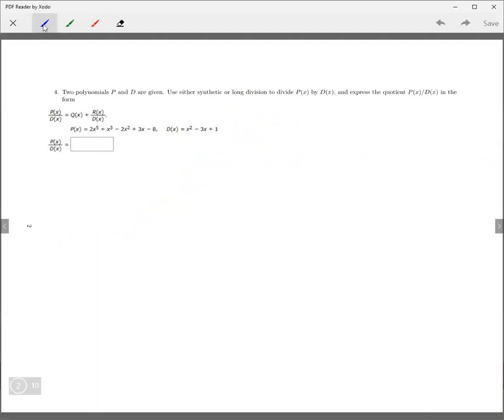Okay, number 4. Two polynomials p and d are given. Use either synthetic or long division to divide p of x by q of x. So we're going to divide this one by this one and express it in this form. Again, on the outside we're going to put the divisor, and on the inside we're going to put this one.